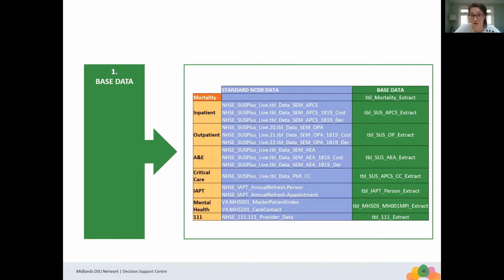So the first one on the list there, if you're familiar with NCDR, you could probably type these table names in your sleep. If you're not, I'll just explain them in a little bit more detail. So the first table that ends in APCS is the admitted patient spell activity. But then you've also got a separate table which contains the cost information under the 1819 costing rules, and also the derived fields that I mentioned earlier. There's a separate table with those fields in.